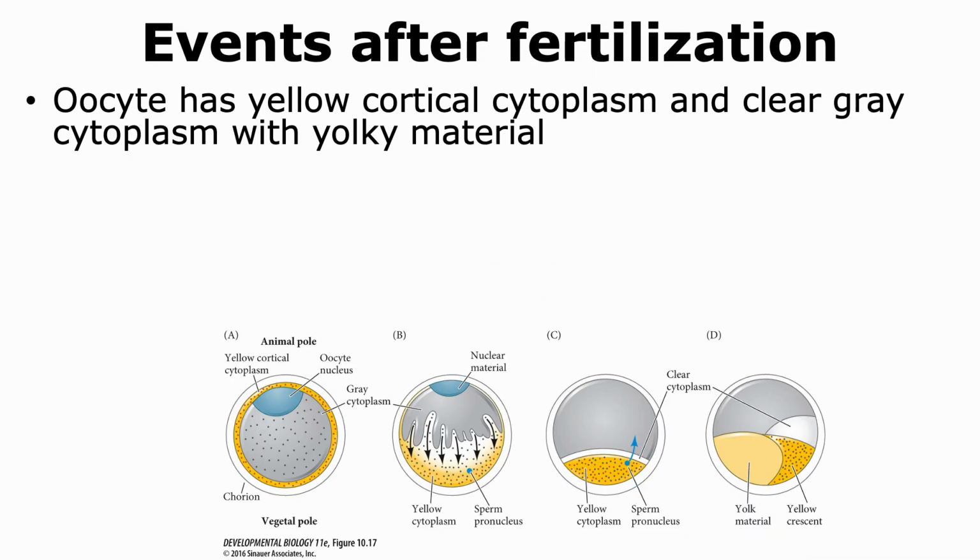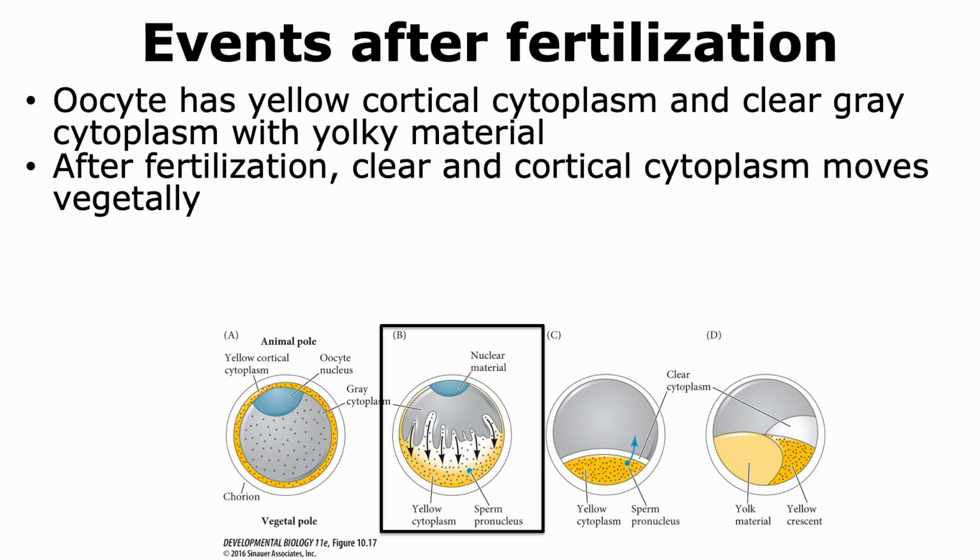The oocyte of the tunicate, as shown in the figure below in the black box, has a yellow ring-like structure called the yellow cortical cytoplasm, and on the inner side it has a clear cytoplasm that is shown in gray, which has the yolky material. Now when fertilization occurs, the sperm enters through the vegetal pole, which is the lower part of the egg, and after fertilization occurs, the clear as well as the yellow cortical cytoplasm move downwards or vegetally, as shown in the figure in the black box.